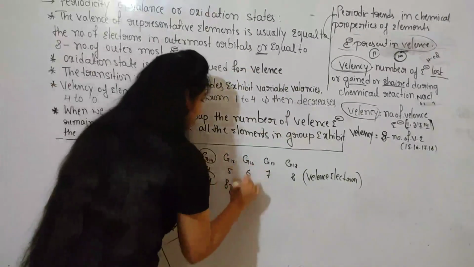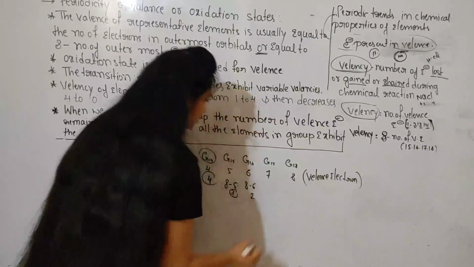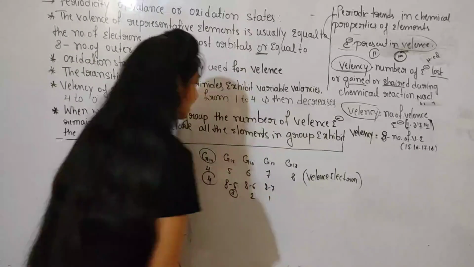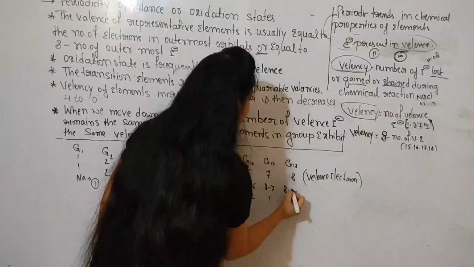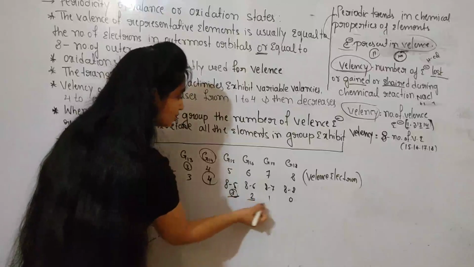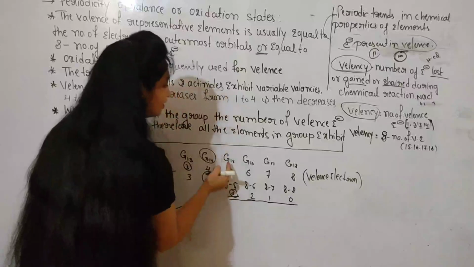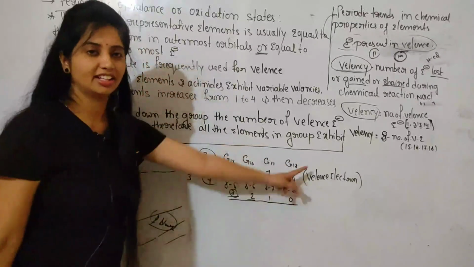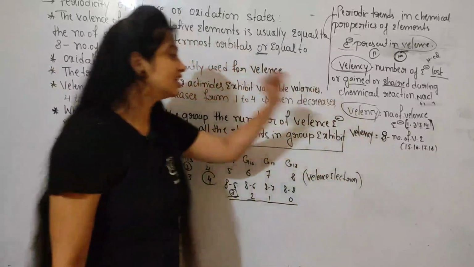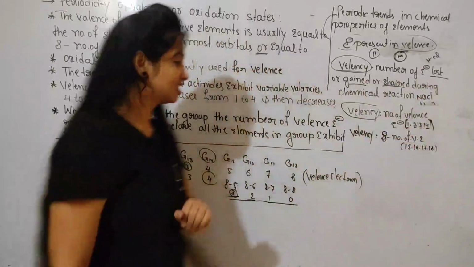So like this, 8 minus 6 is equal to 2. 8 minus 7 is 1. And 8 minus 8 is 0. So 3, 2, 1, 0. These are the valencies of groups 15, 16, 17 and 18. See the definition for the 15th, 16th, 17th and 18th groups, guys: the valency is equal to 8 minus the number of valence electrons.